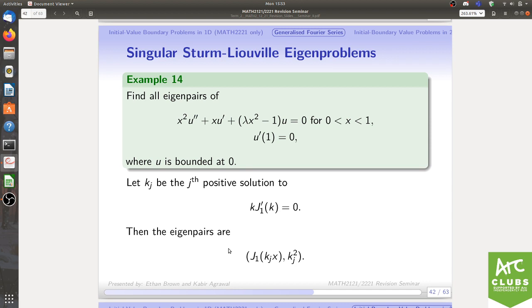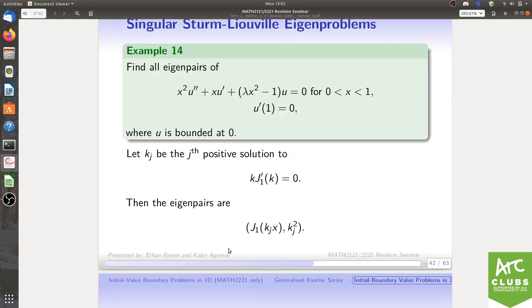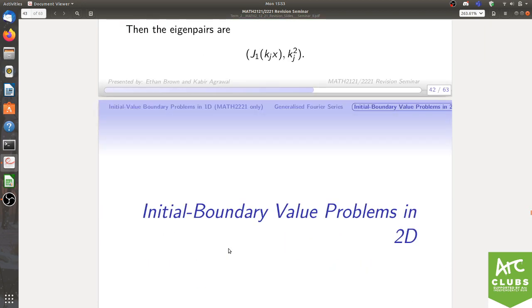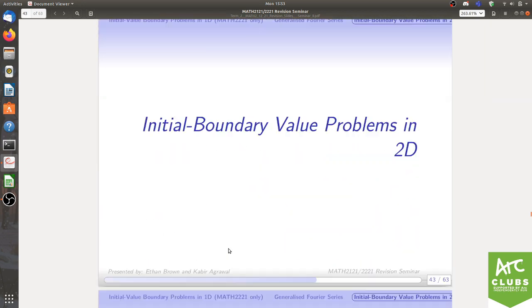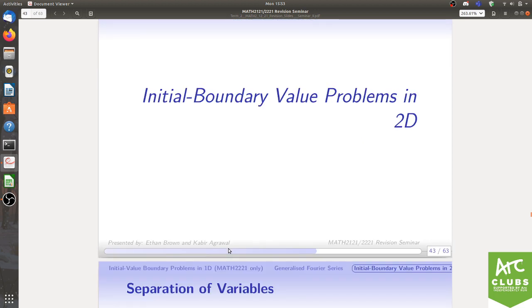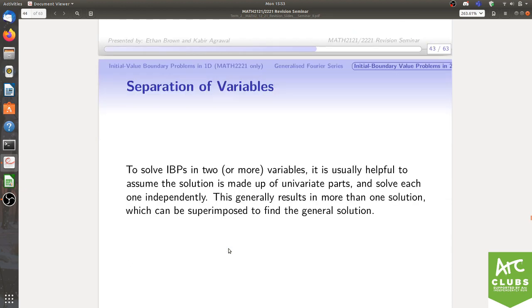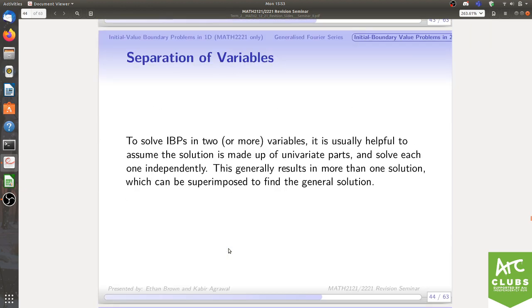Yeah, they're not really as exam relevant as one may think. However, okay, so now for both 2121 and 2221, let us move on to initial boundary value problems in 2 dimensions. And this one is kind of really out there. This is the one that most people struggle with, but thankfully, hopefully the lecturers are nice to us.